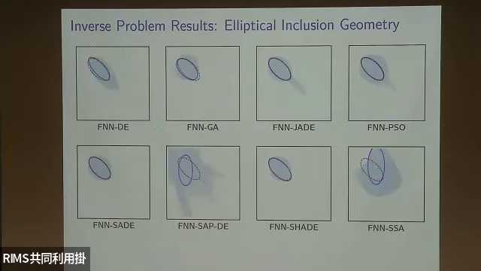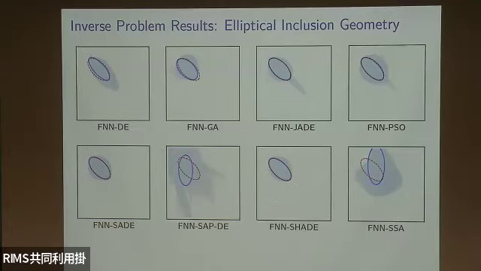Then for the elliptical inclusion, by the way, here the red one is the true solution, the blue one is the best solution, and the other ones are the other solutions. So we want something that looks like the true one. Here, SHADE and SAVE were able to do well. So these are the good variants of differential evolution.